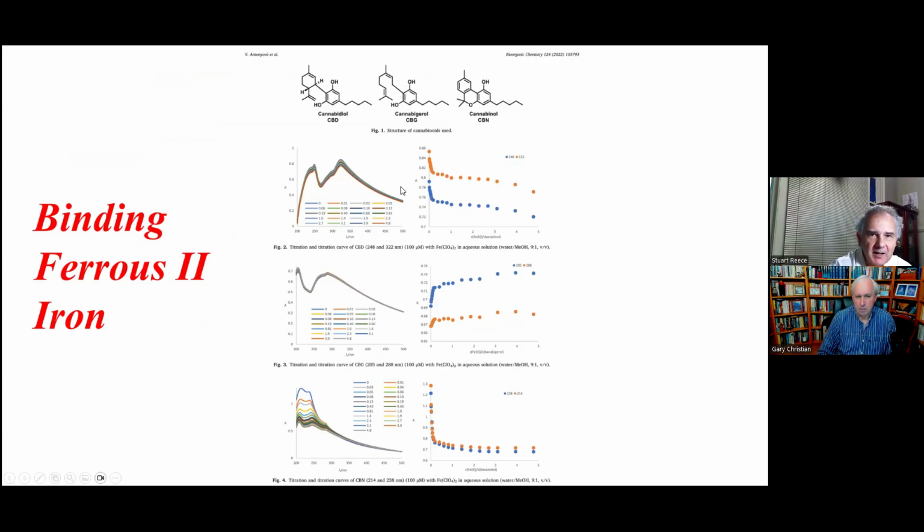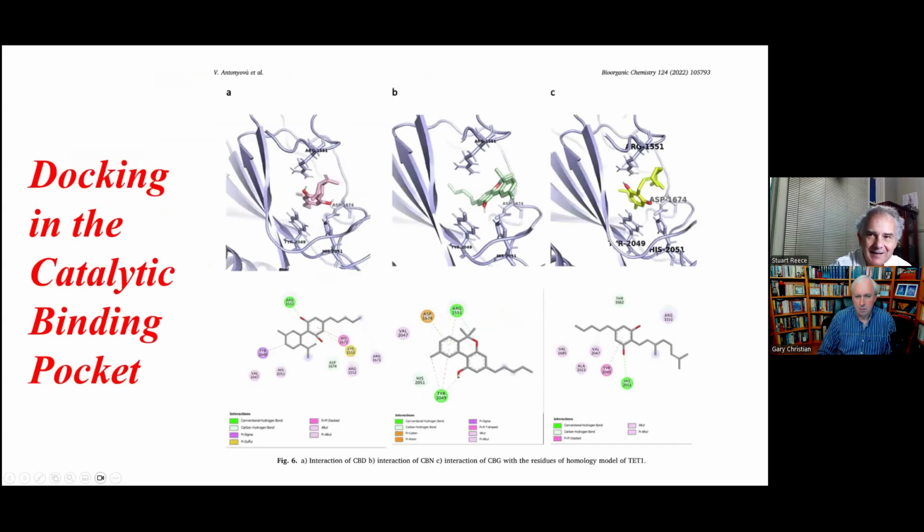One is by binding the ferrous ion, which is at the active center of TET1, which is iron 2+. So they bind the iron, which is at the catalytic site, which makes it go round, and they mess up the docking in the pocket. So they block the docking in the pocket.